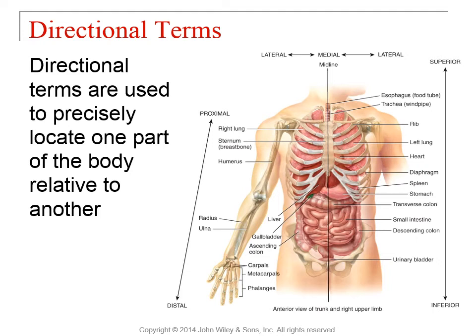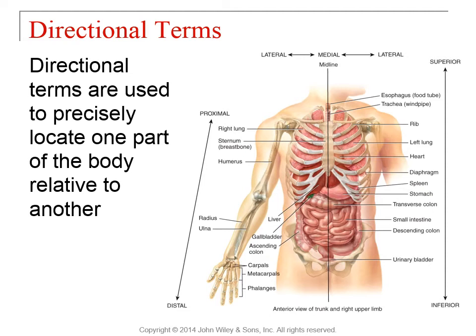Now, two types of directional terms that a lot of people seem to get mixed up here are lateral to medial and proximal to distal. So very simply, the midline here is how you're going to differentiate medial to lateral with the trunk. So very simply, if it's closer to the midline, it is medial. If it's further from the midline, it's lateral. But again, only with the trunk.